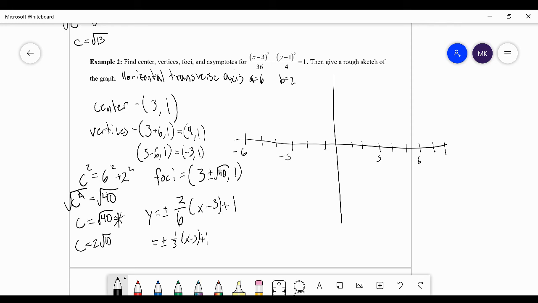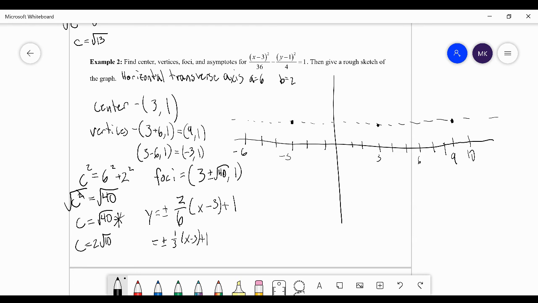Okay. So our center is at (3, 1). It's a horizontal transverse axis, so we are going to try and make a nice graph. That was abysmal, but okay, that's going to be good enough. Now our vertices are at (9, 1), so I didn't even go out far enough. So it's 8, 9, 10. So here's one vertex at (9, 1), and our other one is at (-3, 1).